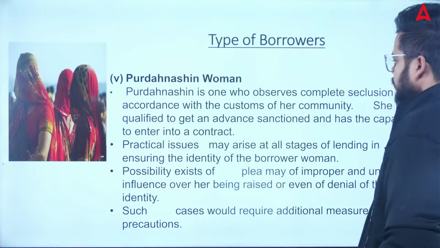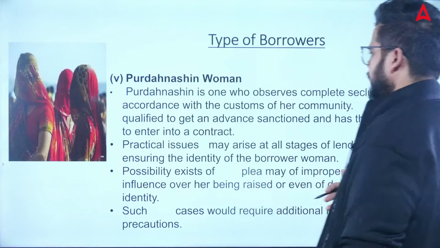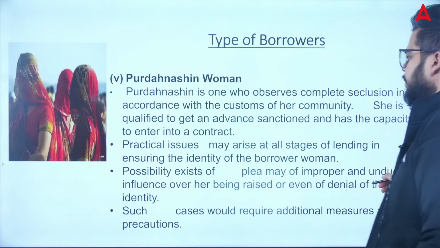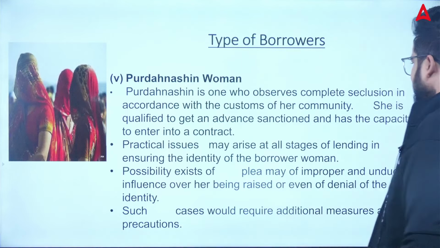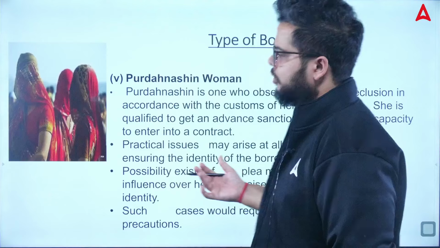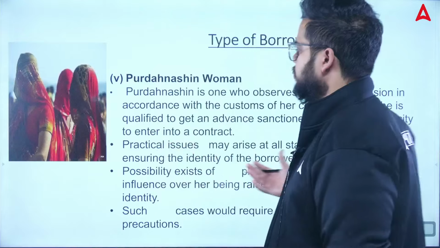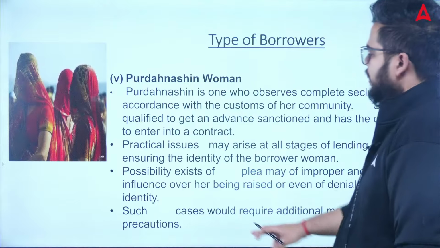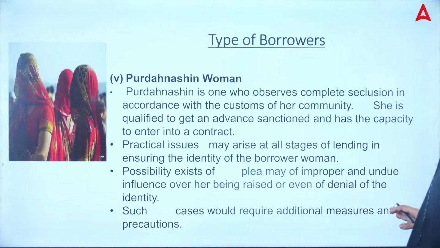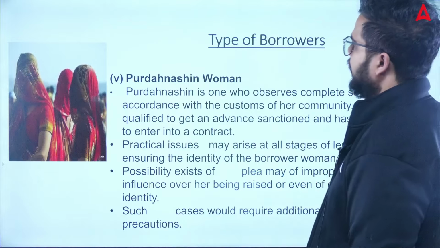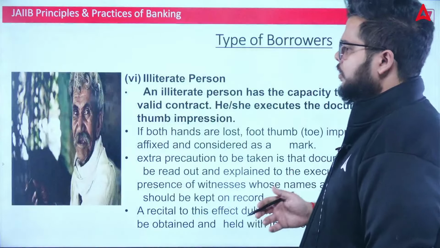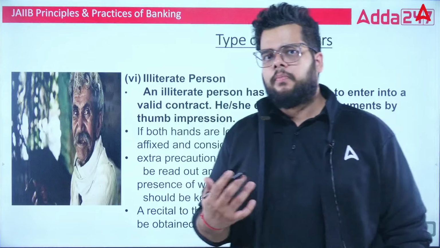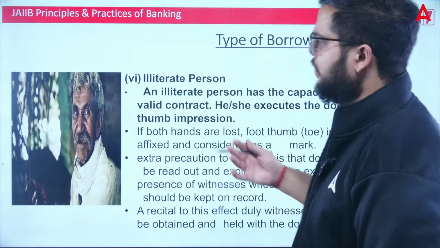Pardanasheen women, those women who are under the veil, their identity is not possible, it is difficult to identify them. And when we talk about such cases, how you will be going through the entire process, so possibility exists that the plea may be improper and undue influence over her being raised, or even denial of the identity will be there, and that is the sole reason why we do not consider Pardanasheen women to have an account opened very easily. There are certain ways.